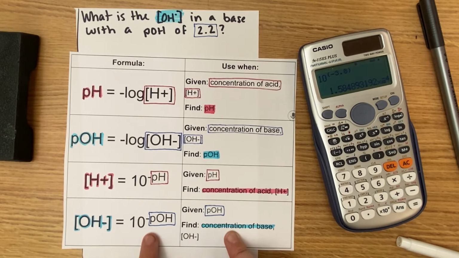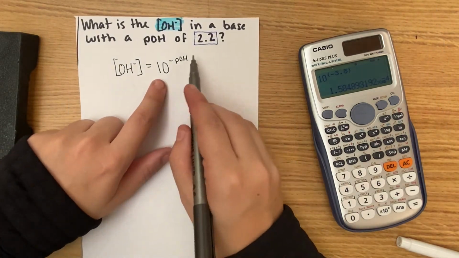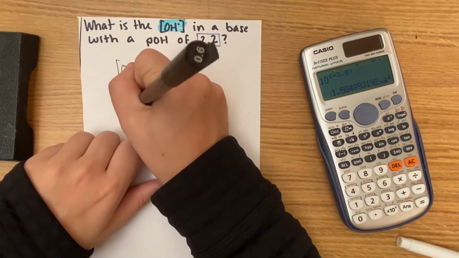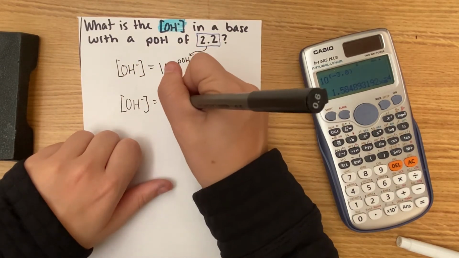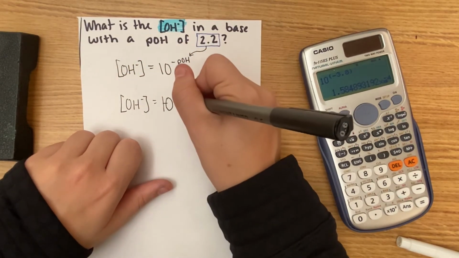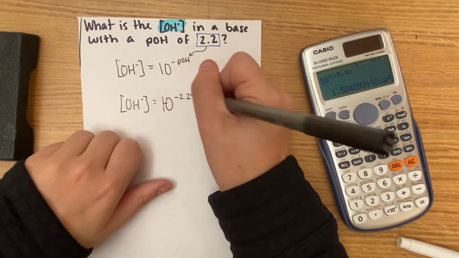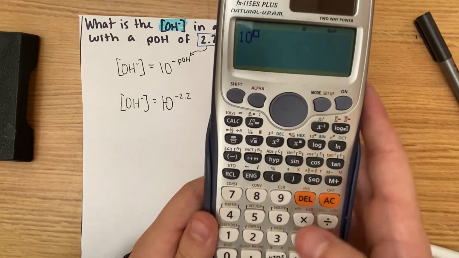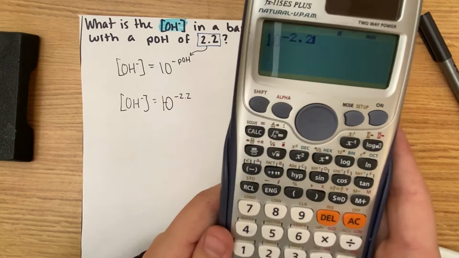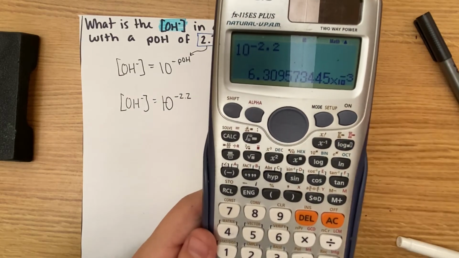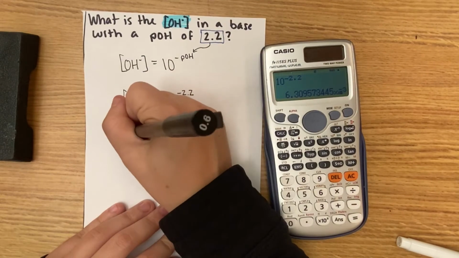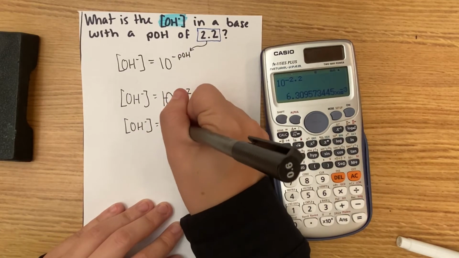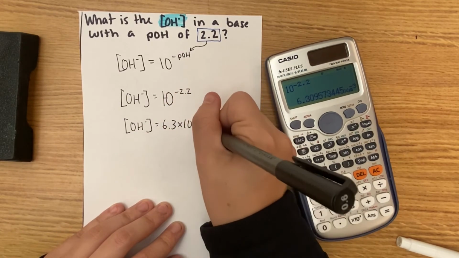So this is our formula. This one's very similar to the last one. We are just going to take that pOH and plug it in. So we have the concentration of OH minus is equal to 10 to the negative 2.2. So typing that in, 10 raised to the negative 2.2. So our answer is 6.3 times 10 to the negative 3rd molar.